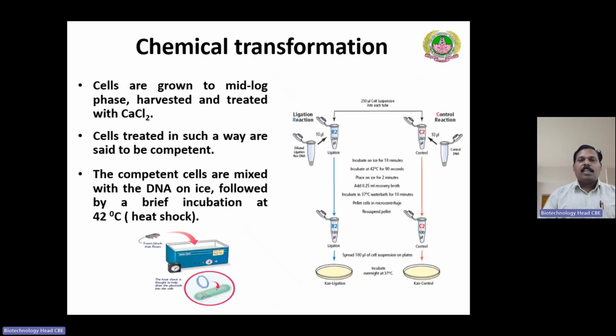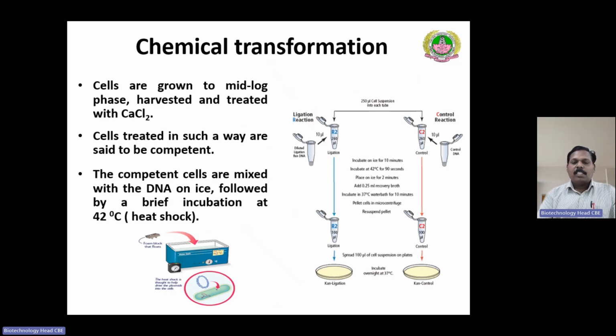The first method here is the chemical transformation step, where the cells are grown to a mid-log phase, a very actively dividing mid-log phase, and they are harvested and treated with different salts of calcium chloride. Normally, we use 100 millimolar calcium chloride and subsequently reduce it to 50 millimolar calcium chloride. Every time we do that, we chill the bacterial cells in an ice bath, and the cells treated in this way using the chloride salts of calcium, magnesium, or rubidium are said to be competent.